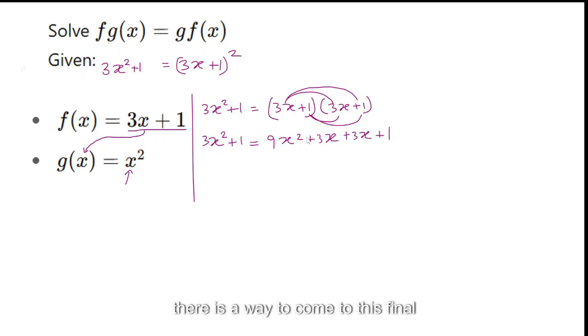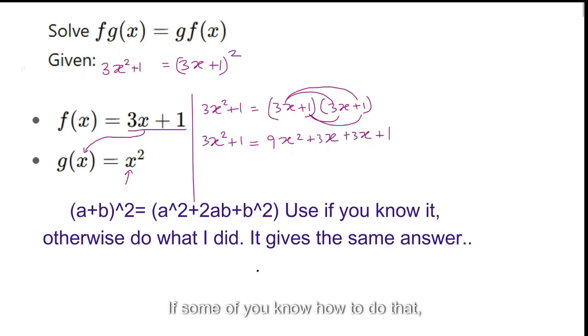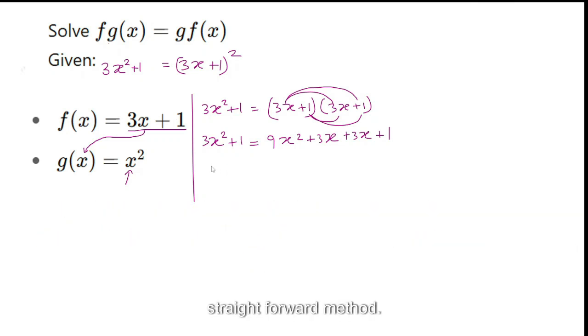Now, there is a way to come to this final expression straight away without really doing it. If some of you know how to do that, obviously use that. But I'm just doing the obvious straightforward method. So 3x squared add 1 is equal to 9x squared. 3x add 3x gives me 6x add 1.